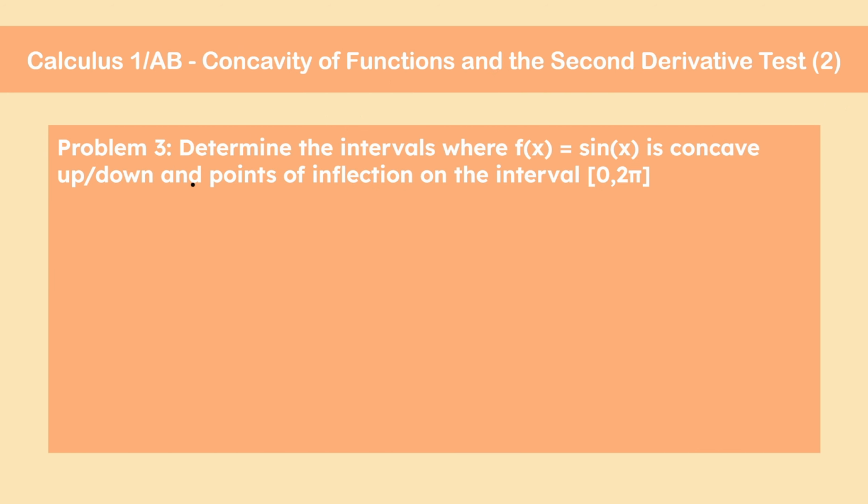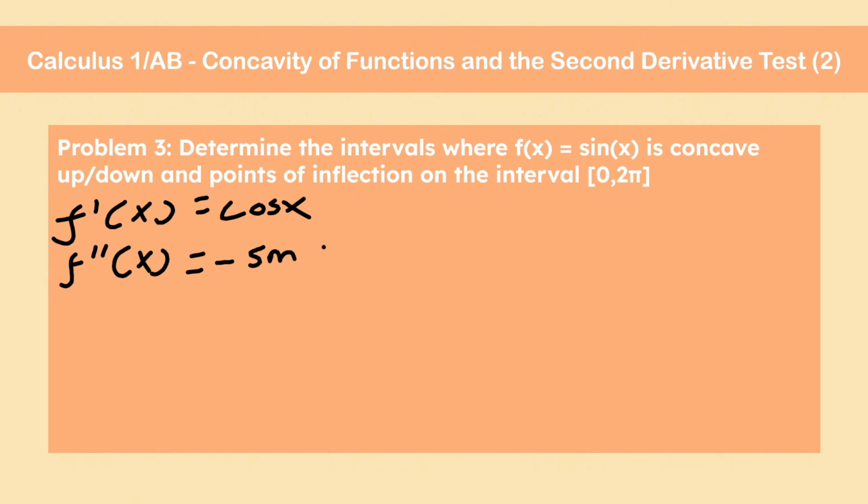Okay, so now we're going to determine the intervals where f of x is equal to sine of x is concave up or down, and the points of inflection on the interval 0 to 2 pi. So we're going to take the first derivative of sine x, so now we have cosine x. And we're going to take the derivative of cosine x for the second derivative, so now we have negative sine x.